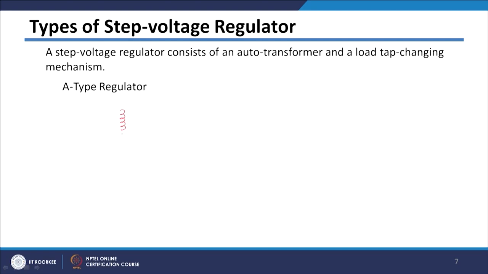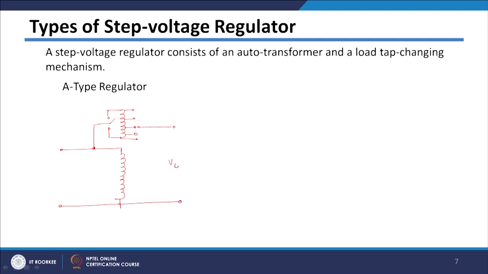As I told you, it is an autotransformer which basically has two windings, one called the common winding and one called the regulating winding. This is your regulating winding where we need to use taps. These are various tap positions on this one, and here this is the common winding, and then there will be a selector switch which is connected here, and then there will be the secondary side.